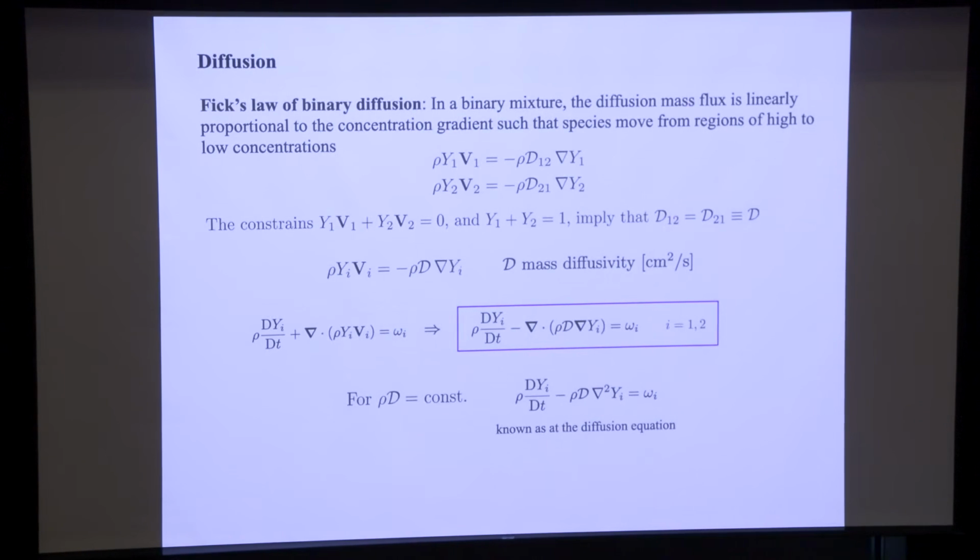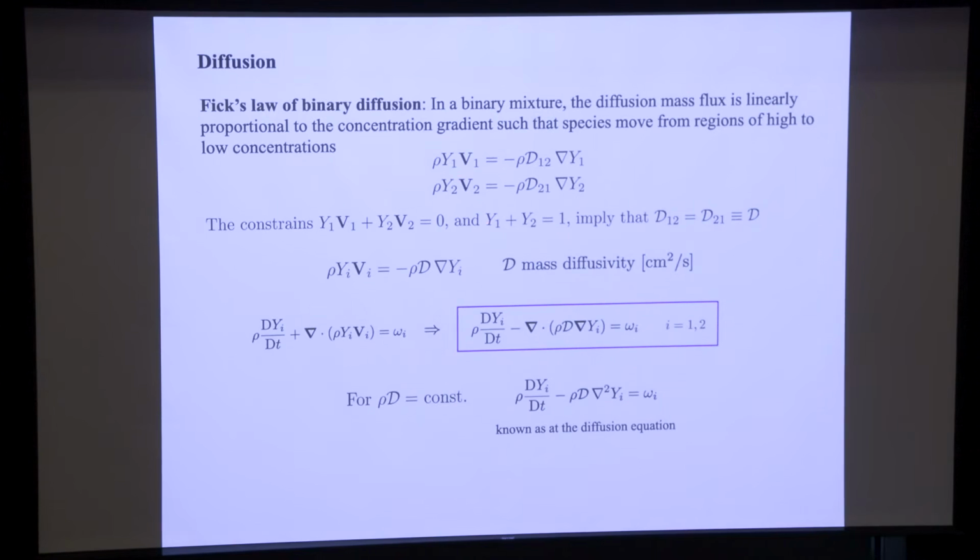Now, if you have a mixture which involves only two components, then there is a known law which is known as Fick's law, of binary diffusion, which says that the diffusion flux, which is rho times y1 times V1, or rho yi Vi, is proportional to the gradient of the concentration of that species. And the same you write for 1 and the same for 2.